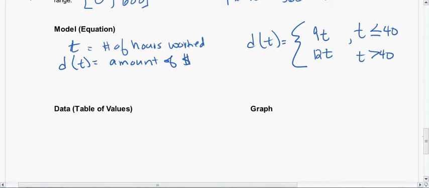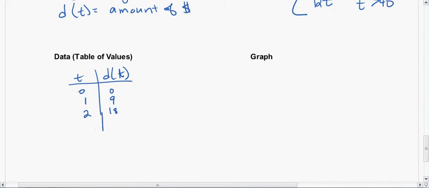What about a table of values? What does that really look like? Well, let's see. Time and dollars depending on time. If she works no hours, she earns no money. If she works 1 hour, she earns $9. 2 hours, $18. And that kind of goes on, right? All the way up until she hits 40 hours, then she's earning $360.